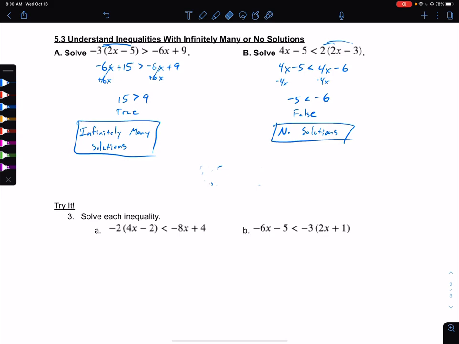The no solution, infinitely many solutions is usually pretty straightforward with inequalities. You're just looking to see whether it's true or false. If it's true, you have infinitely many solutions, and if it's false, you have no solutions. That's it. Try it 3, A and B, a go, and see how you do.